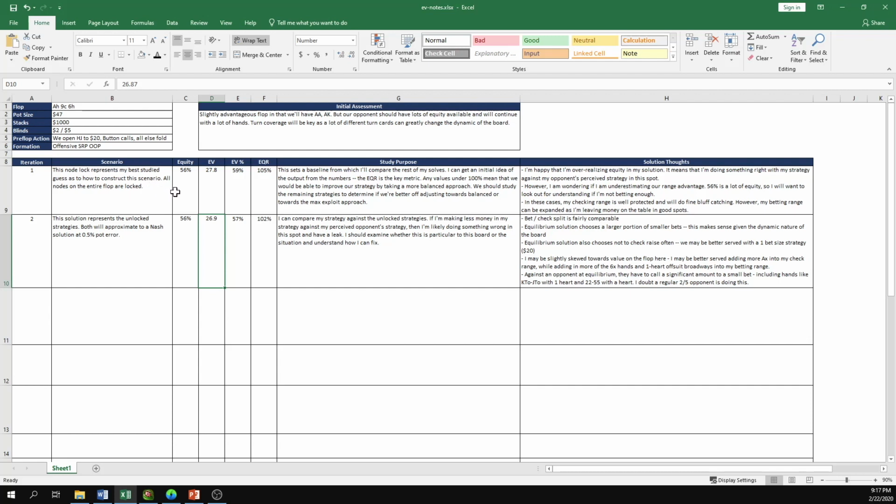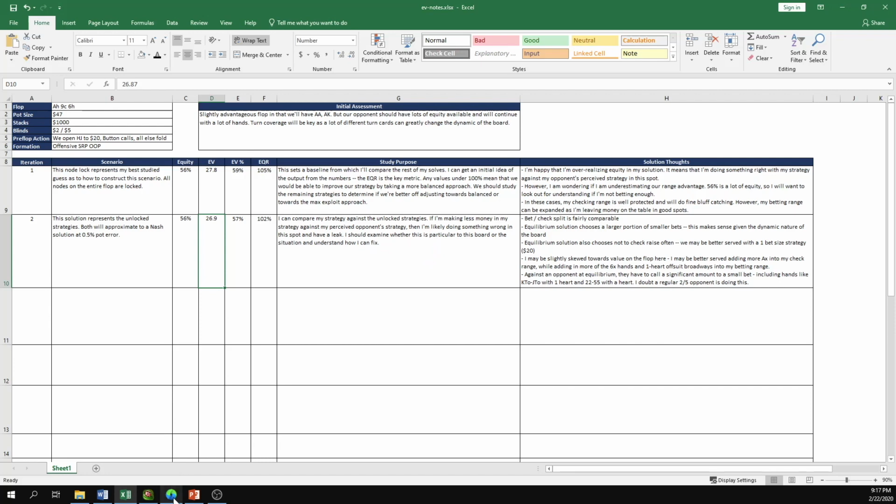And the reason for that is, if I'm making less money than I would be in an equilibrium strategy, I'm incentivized just to move towards equilibrium and play a strategy that's much more comparable to the equilibrium strategy. So the fact that we're making more in our first solve than this one is good.